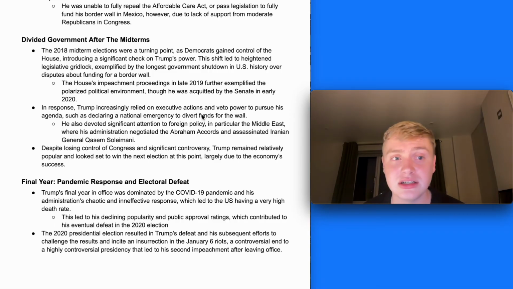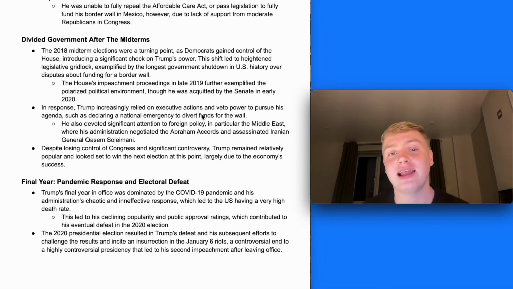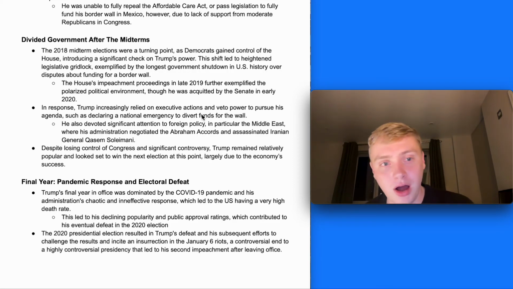And this led to heightened legislative gridlock, exemplified by the longest government shutdown ever. It was 35 days in relation to disputes over the border wall. And then you also had House impeachment proceedings in late 2019, which further exemplified the polarised political environment. In response, as with Obama, Trump increasingly relied on executive orders and veto power to pursue his agenda, such as declaring a national emergency to divert funds for the border wall.